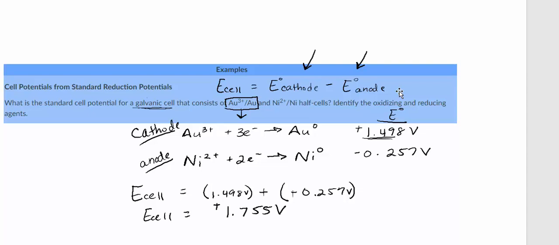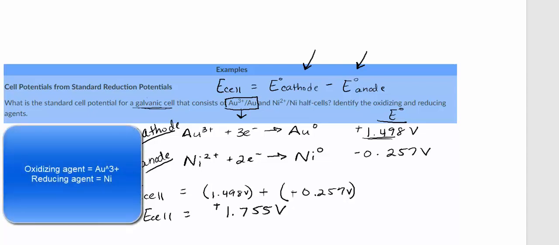To take this one step further and put this particular situation in cell form, I start with my anode. I declare what it's being oxidized into. I have my salt bridge. I have my cathode anion, phase change, electrode.